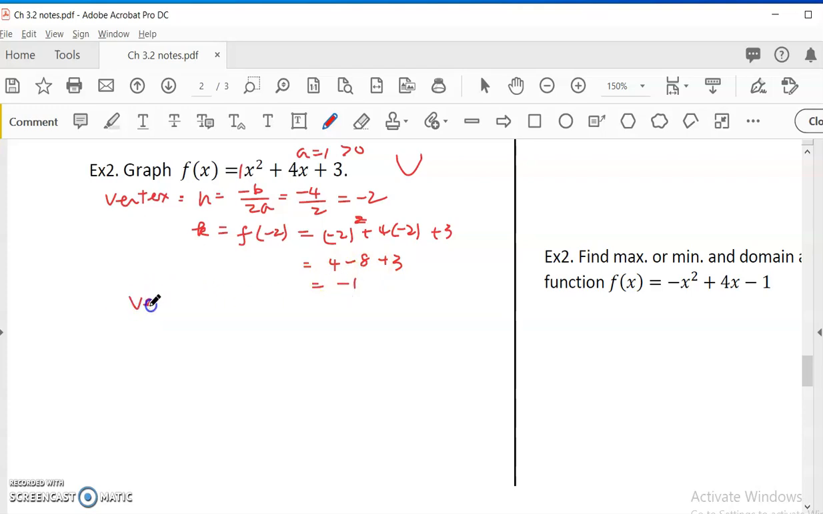So the vertex is h is negative 2, and then y is negative 1. Is it negative 1?